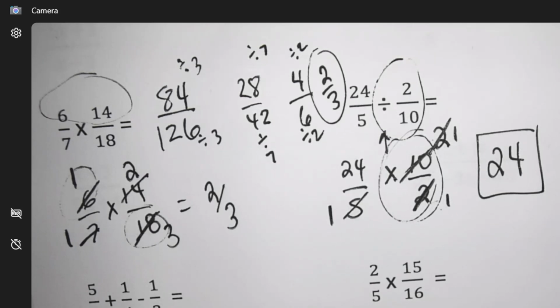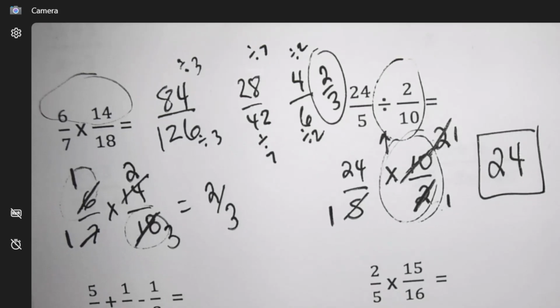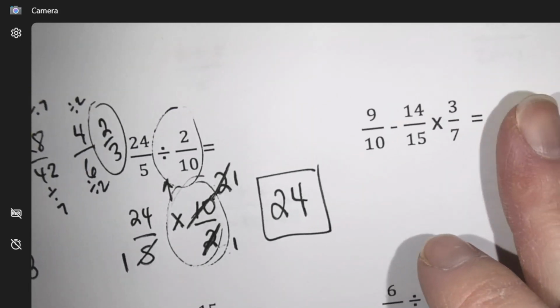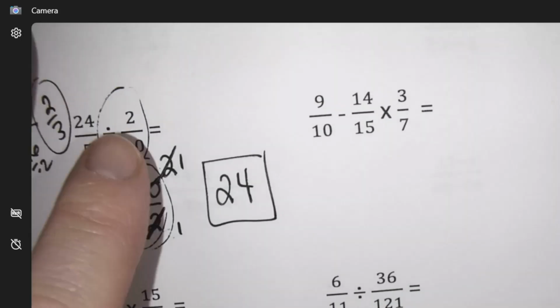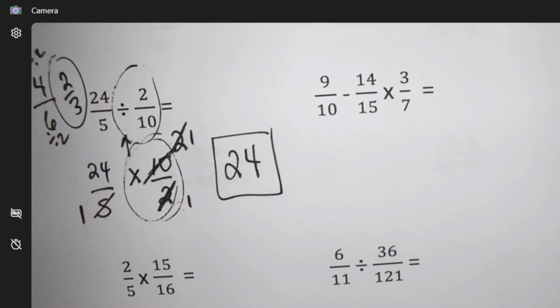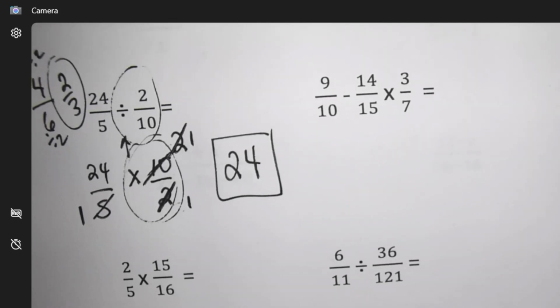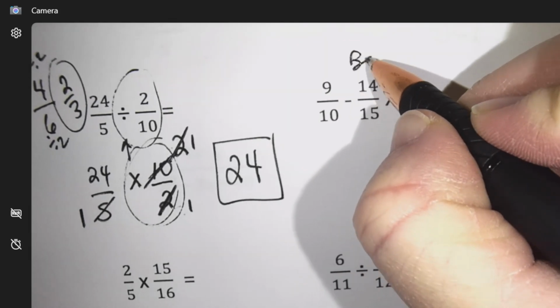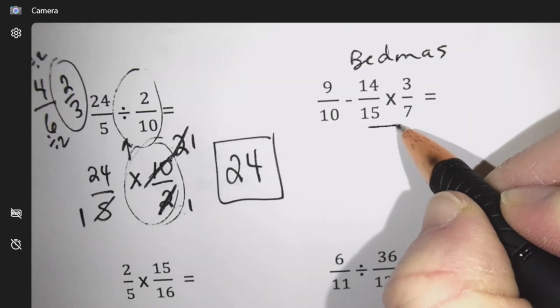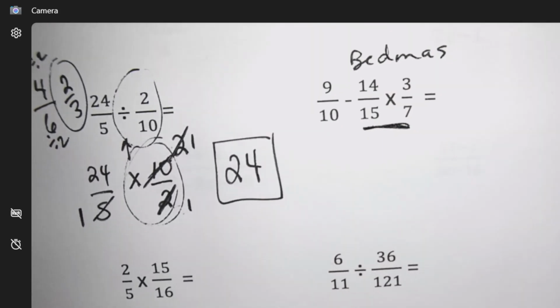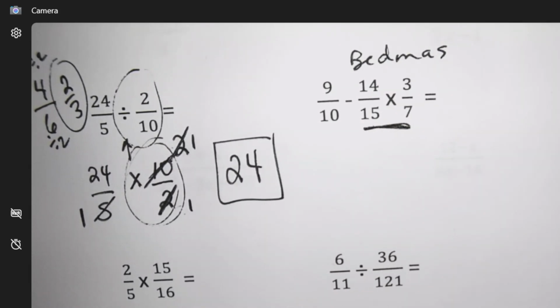Okay, last one. How am I trying to trick you on this question? What am I doing to be a little bit tricky? BIDMAS, order of operations. So I don't know if I would have caught some people, but you have to do that first.